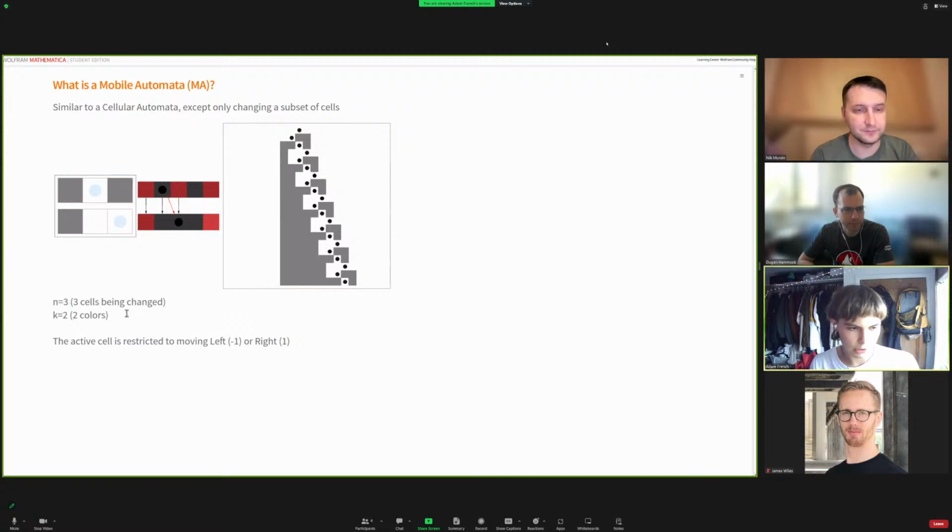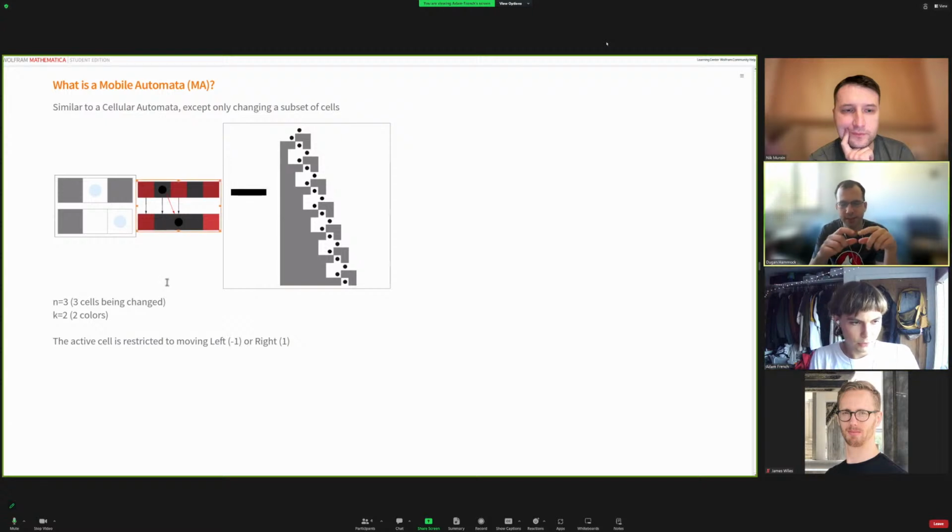And we normally change a number of colors. In the case of 0 and 1, it would be 2 colors, but you could extend it to 0, 1, 2, 3 colors, etc. So as you move to the next time step, you change the 3 cells around the head, and then either move left or right. We're restricted to moving only left or right.